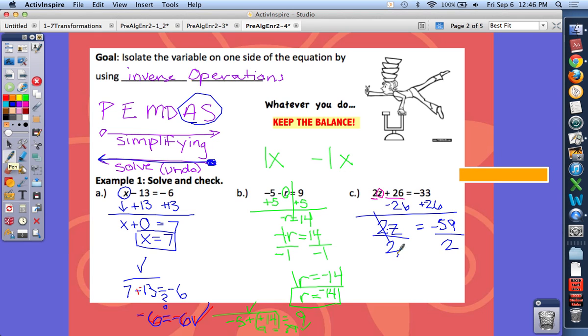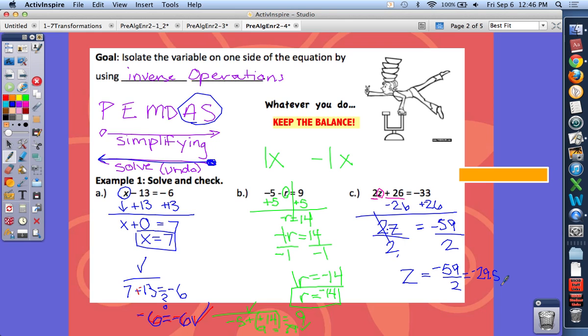So I'm going to have 1z, or just z, equals negative 59 over 2. Or if you want to write the decimal, you can do that as well. What decimal would equal negative 59 over 2? Negative 29 and a half. Make sure you understand that.